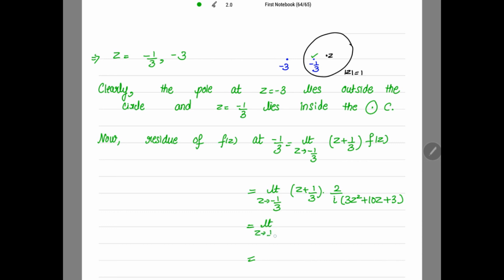Limit z tends to minus 1 by 3 of 2 over i times (z plus 1 by 3) over, taking the leading coefficient outside, 3 times the first root (z minus (minus 1 by 3)), that is z plus 1 by 3, and z minus (minus 3) is z plus 3. This is cancelled with this. And now putting z equal to minus 1 by 3 in this limit, you will get 1 over 4i.